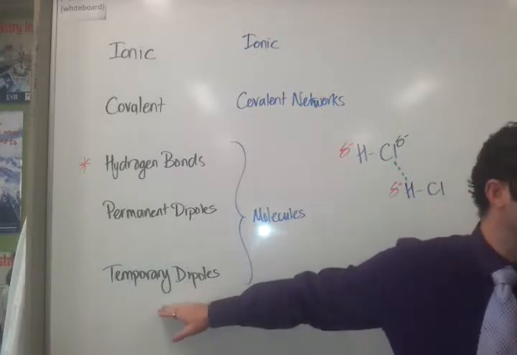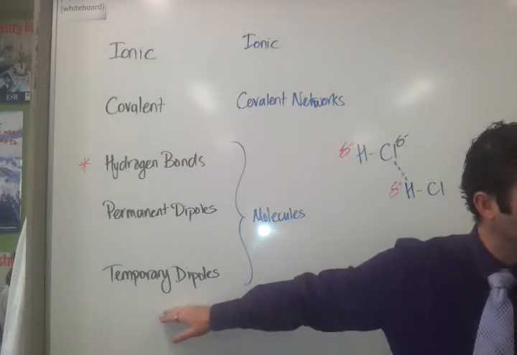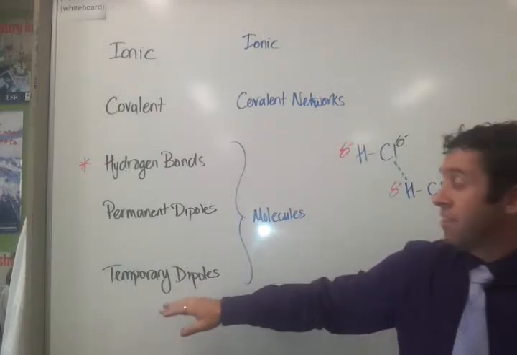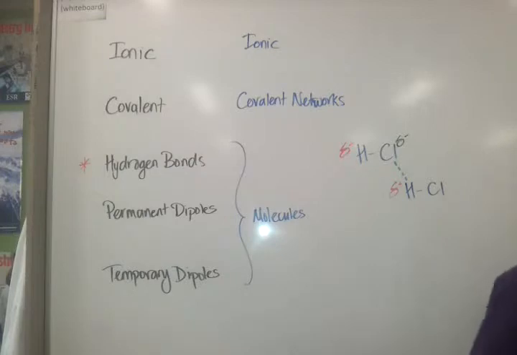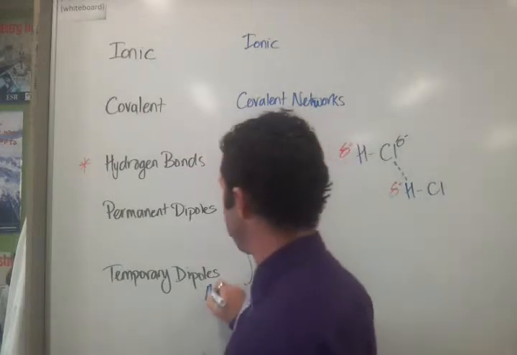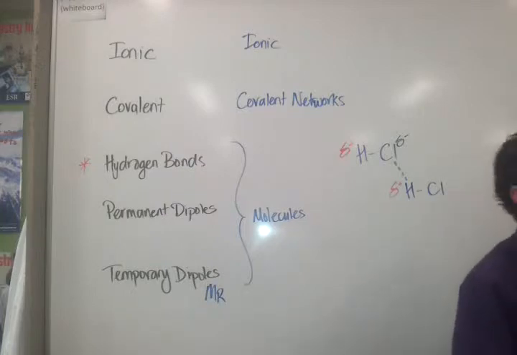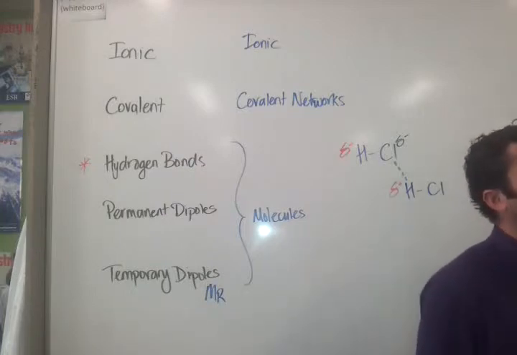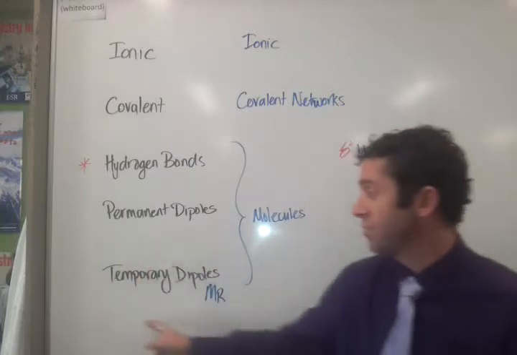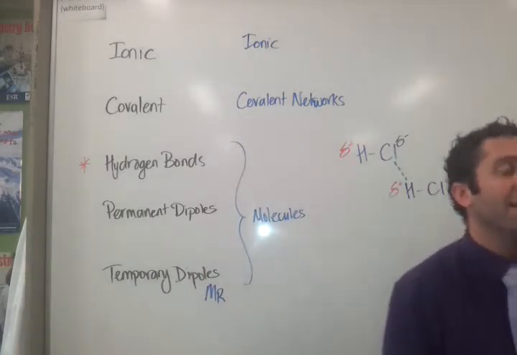Basically, the bigger the electron cloud, the more temporary dipole forces you can get. And the best thing to look at for that is molar mass. So if something's got a large molar mass, it's got a larger number of electrons, so a larger electron cloud. So the chance of having temporary dipole forces is bigger.